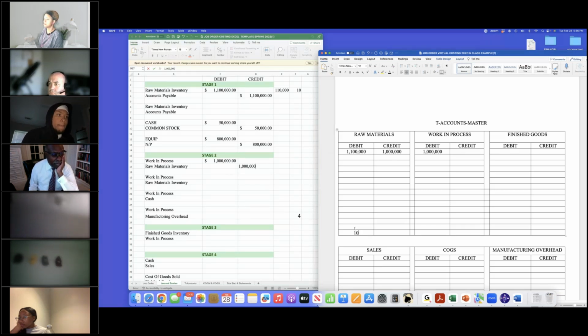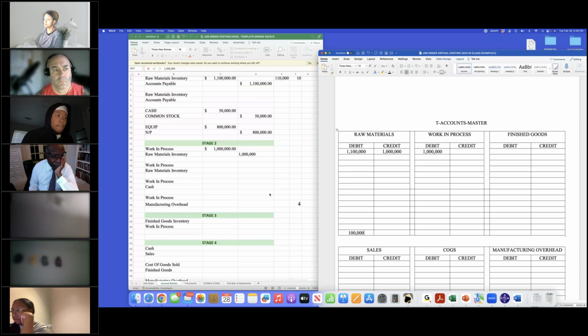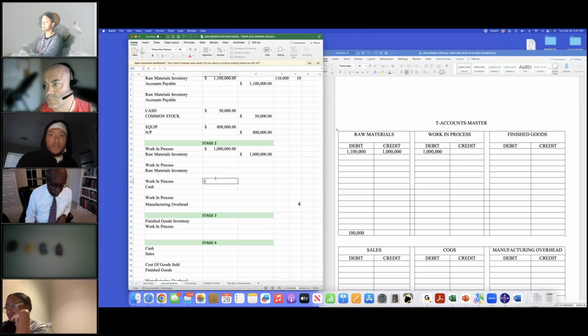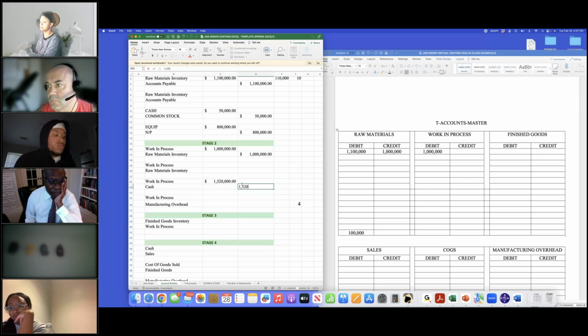Okay, what's our next entry? So the next entry will be debiting work in progress for $1,520,000 and crediting cash for labor, the direct labor. How'd you get 1,520,000? Multiplying the hours by the labor rate.